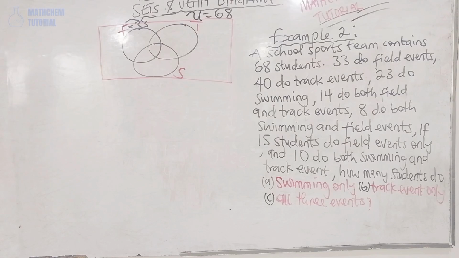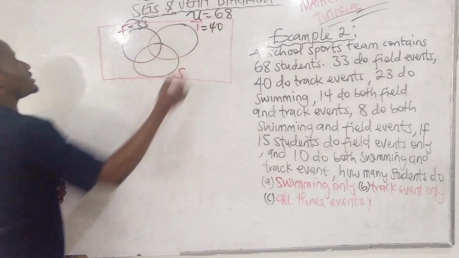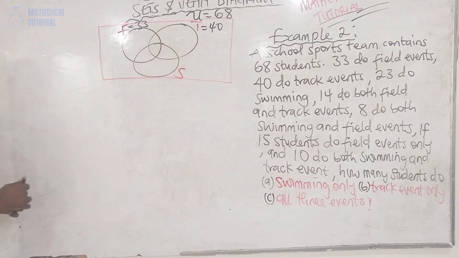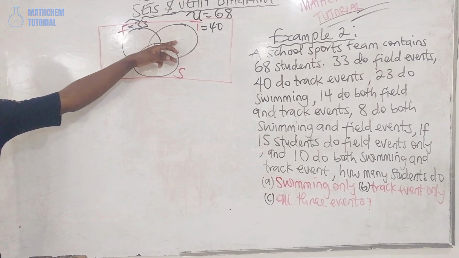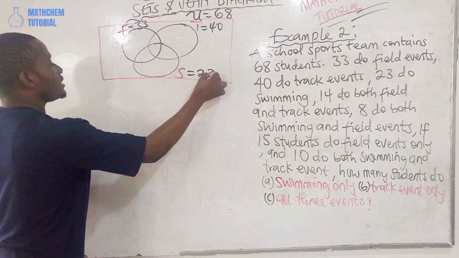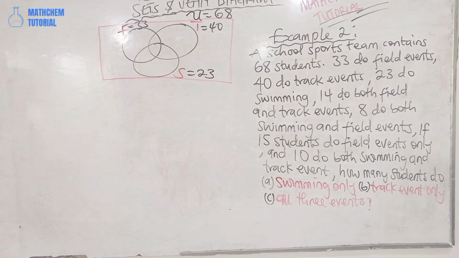Okay, let's proceed. 40 do track events. Don't write 40 here because only is not there. If they said 40 do track events only, then you can come here to write your 40 inside this place. And they said 23 do swimming. Now they said 14 do both field and track events.